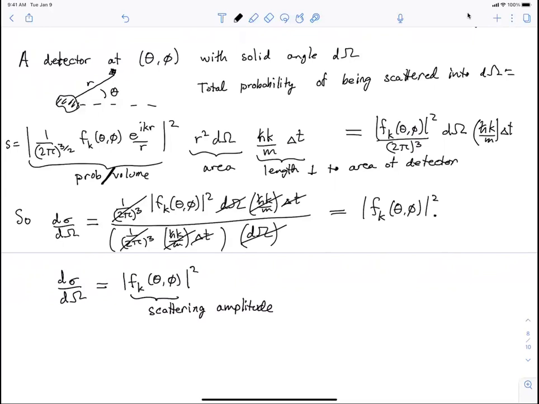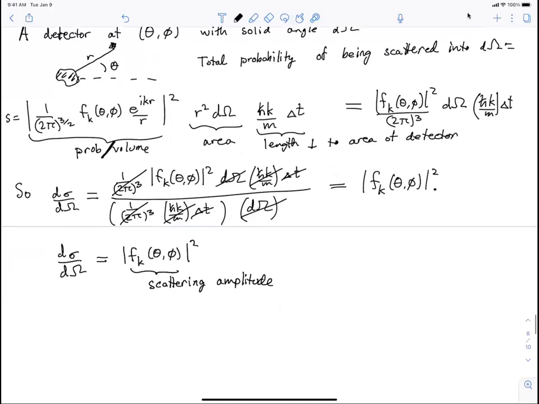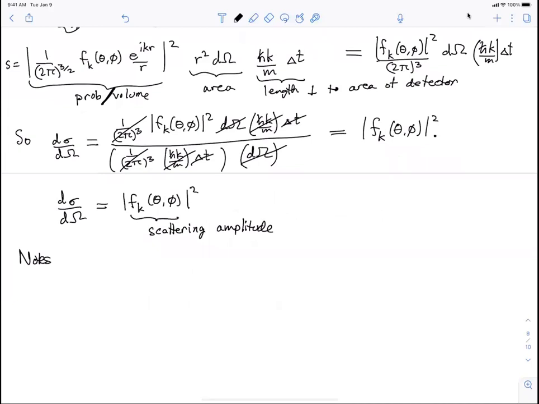So what that means is in quantum mechanics problems, as opposed to classical mechanics problems, instead of trying to get the relationship between the impact parameter and the scattering angle, what we want to do is find the relation between the scattering amplitude and the scattering angle. Okay, so notes on this. One is the scattering amplitude has units of length. So we're always supposed to get units of length when we calculate it. That's note one. Note two is the R's canceled.